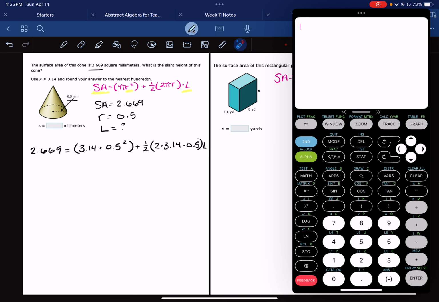On the left side of the equation, I just have 2.669. That is not going to change. I don't have anything that I can multiply over here, anything I can do to simplify that. And then in my first set of parentheses, I have 3.14 times 0.5 squared. So I'm going to go ahead and do that in the calculator.